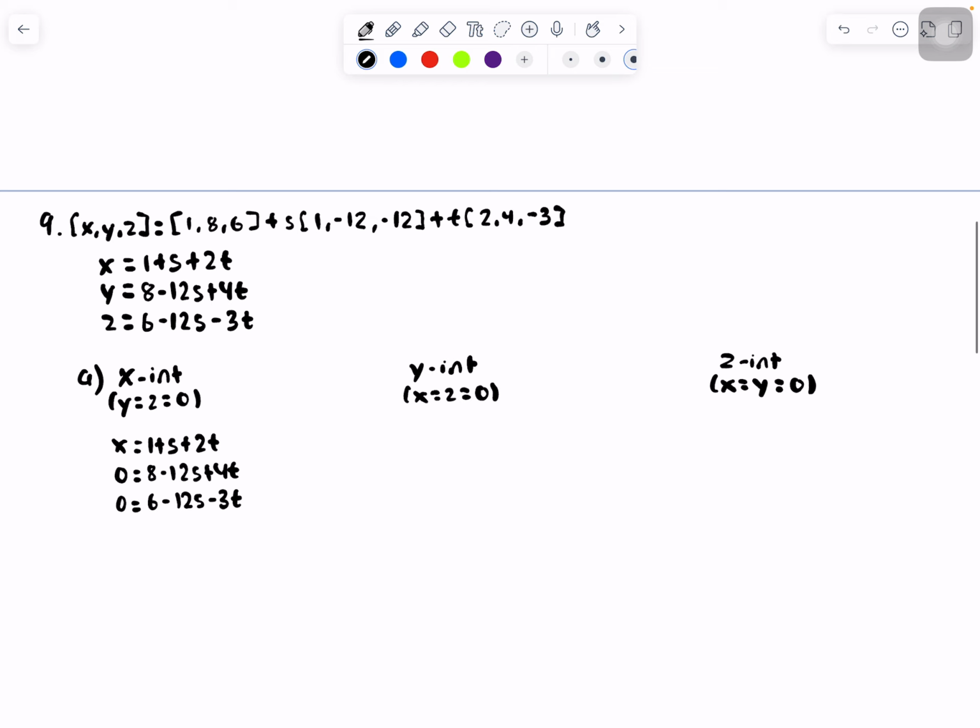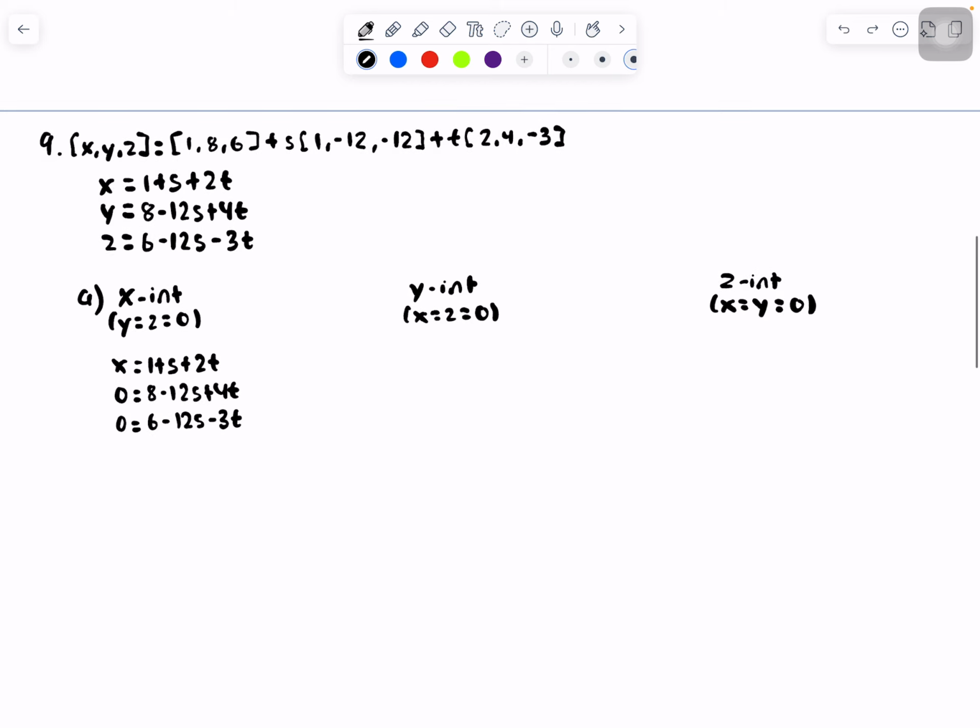Perfect. So let's do the x-intercept first. Again, we're in a similar situation here where the system is oversaturated if you ignore x. We have 3 equations, 2 unknowns. So let's solve for s and t in the latter 2 equations this time. Then plug those s and t values back into the x equation. Similarly for the y and z-intercepts, that's the same process. Okay, so I'll call this 1, and I'll call this 2.